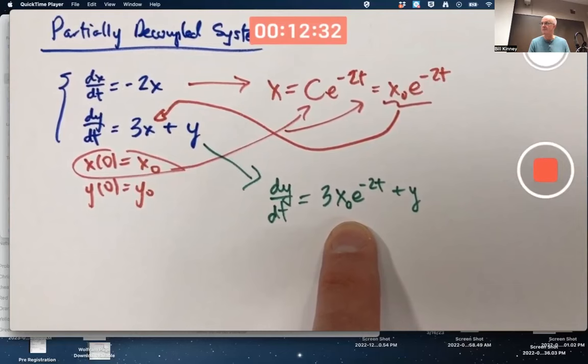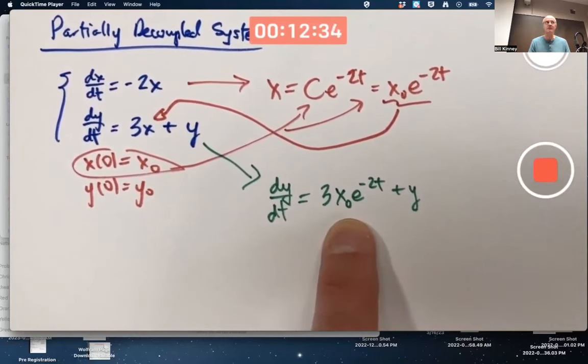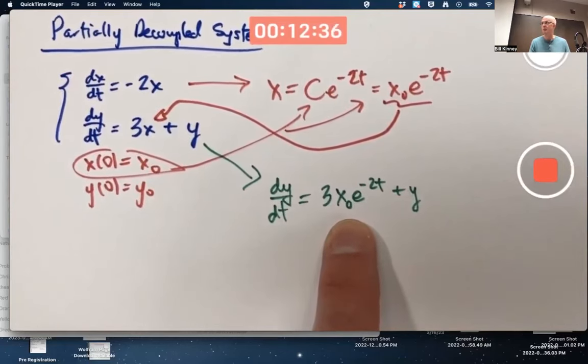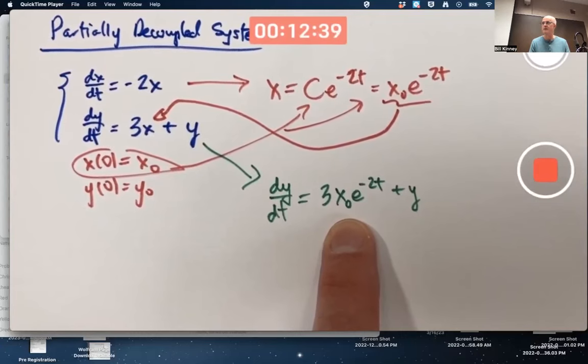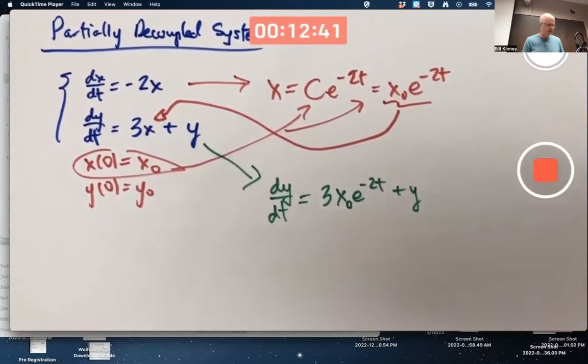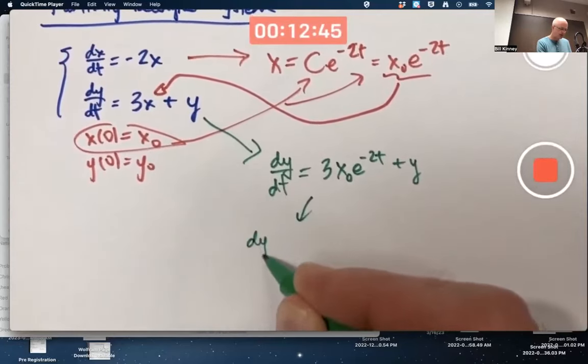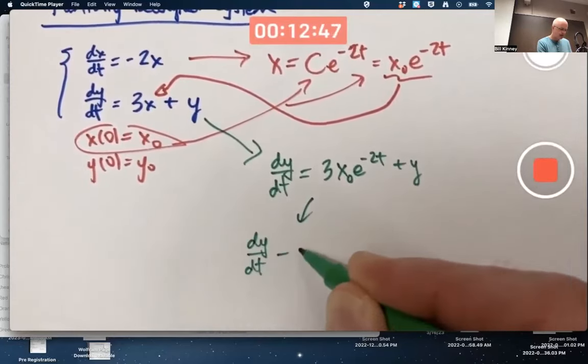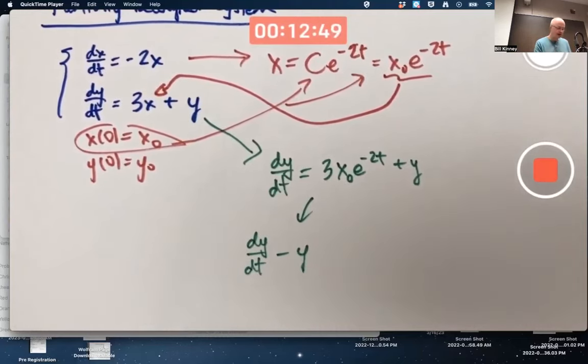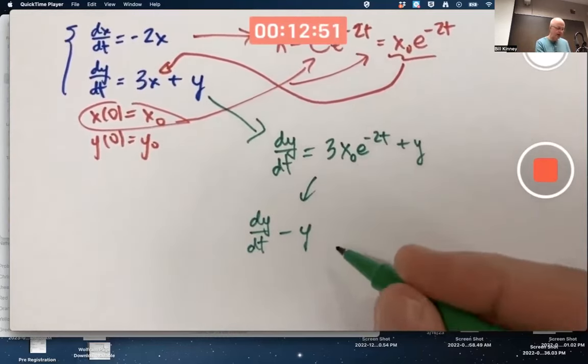That doesn't matter. This is still a linear equation that can be solved either with the method of undetermined coefficients or integrating factors. Let's, for variety, use integrating factors. I think maybe we didn't get enough practice with that before. To use integrating factors, I'd want to get the y on the other side, so I'd subtract y from both sides.